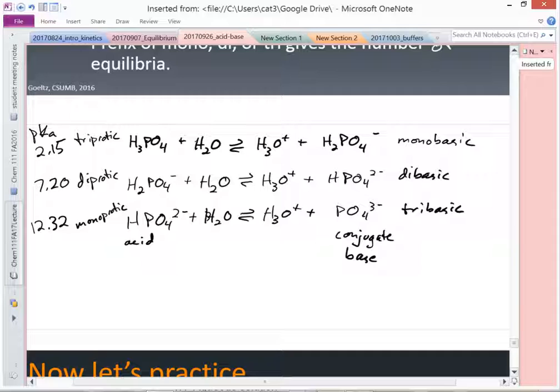pKa corresponds to the HA, to the acid of whichever equilibrium you're looking at. If it's triprotic, you should have three equilibria, and you should have three pKa's.